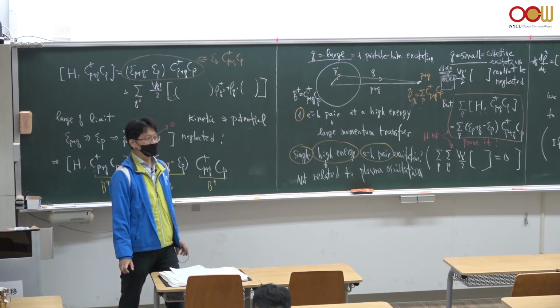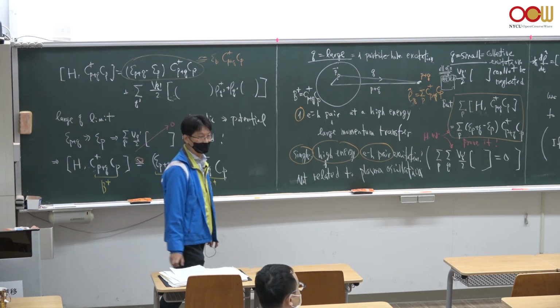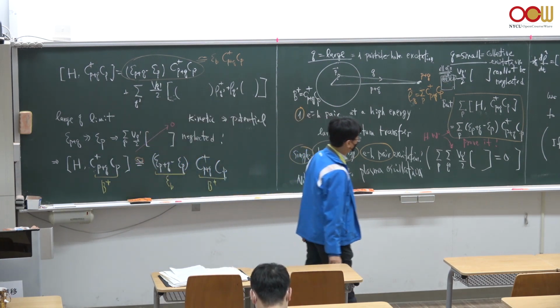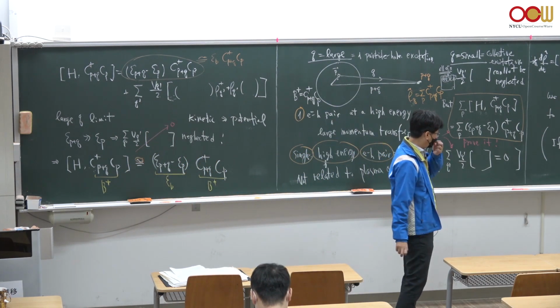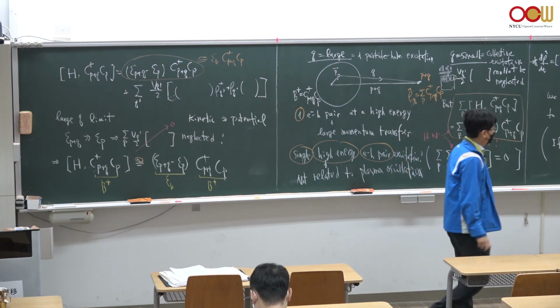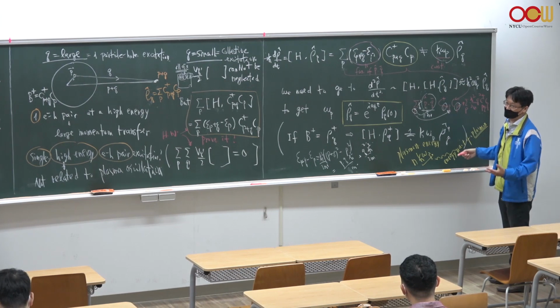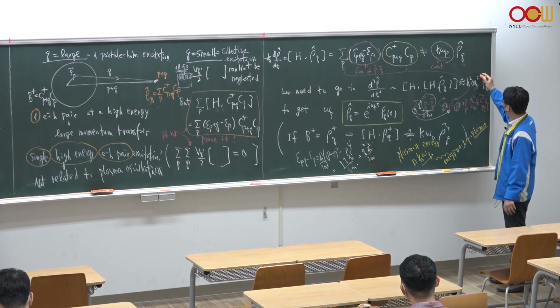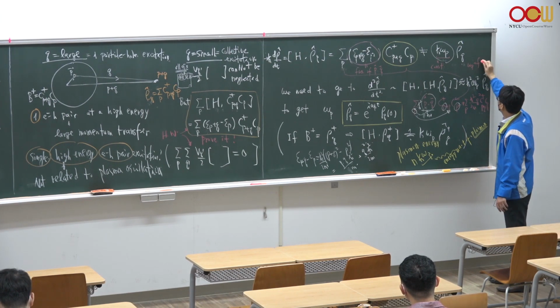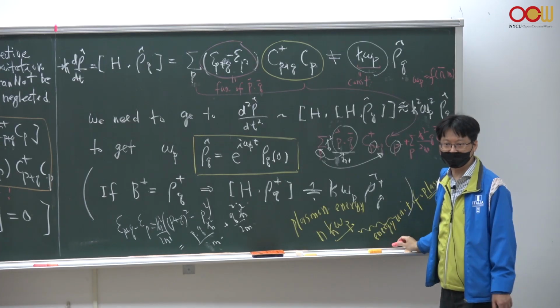Any questions? So Fiona, for the small q, your plasma frequency is independent of the q, right? Yes. So we will see that under some approximations, this omega p is a function of your average electron density and your electron mass. That's all.